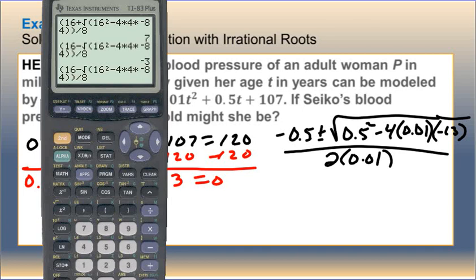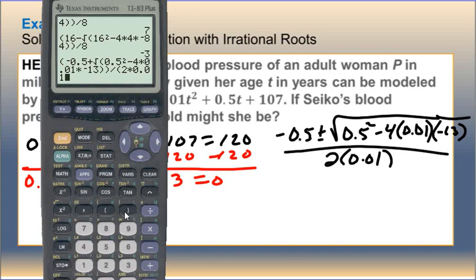So we have a negative 0.5 plus the square root of 0.5 squared minus 4 times my a, which is 0.01, times negative 13, end parentheses, divided by, and here I'm going to put parentheses because I'm dividing by the product of 2 times 0.01.